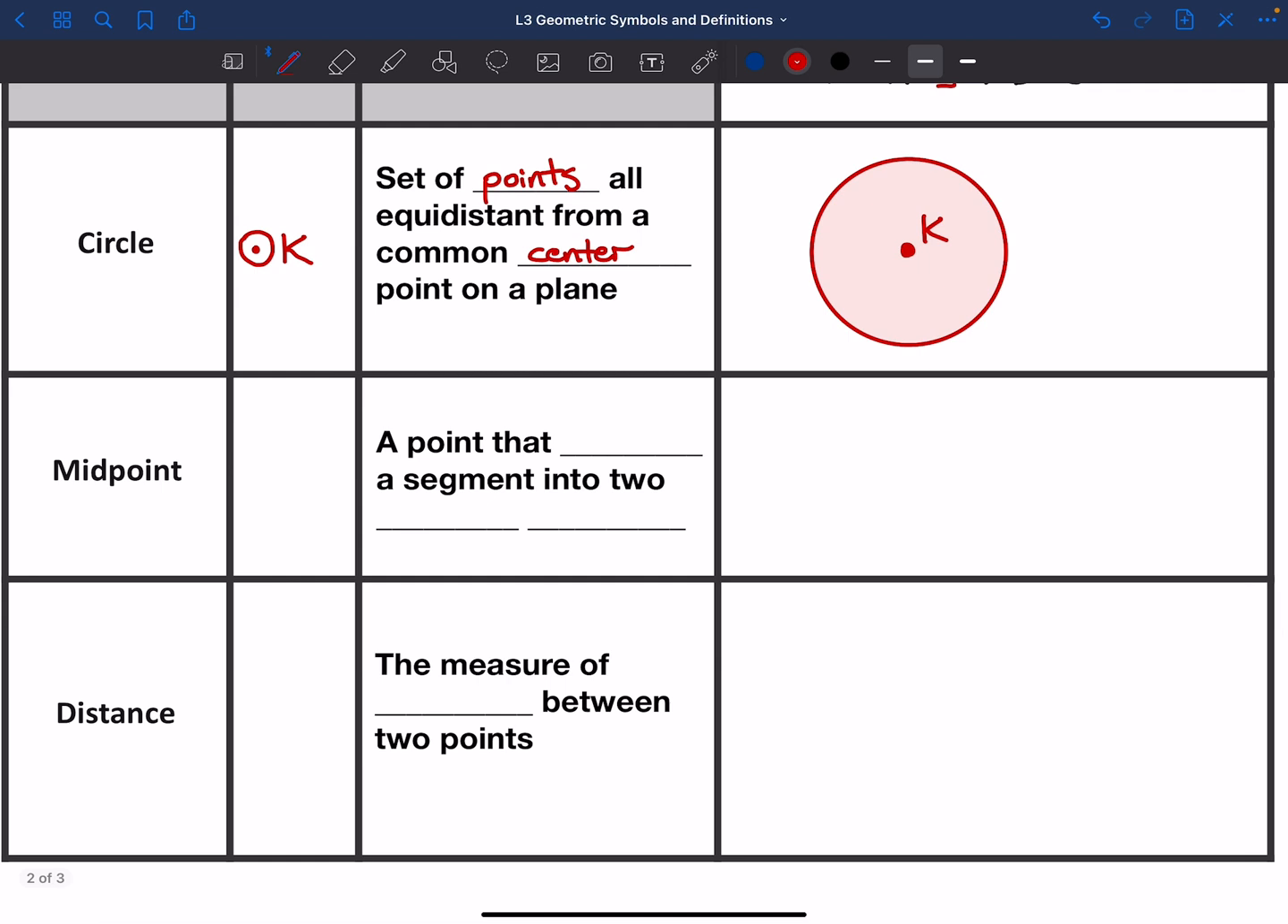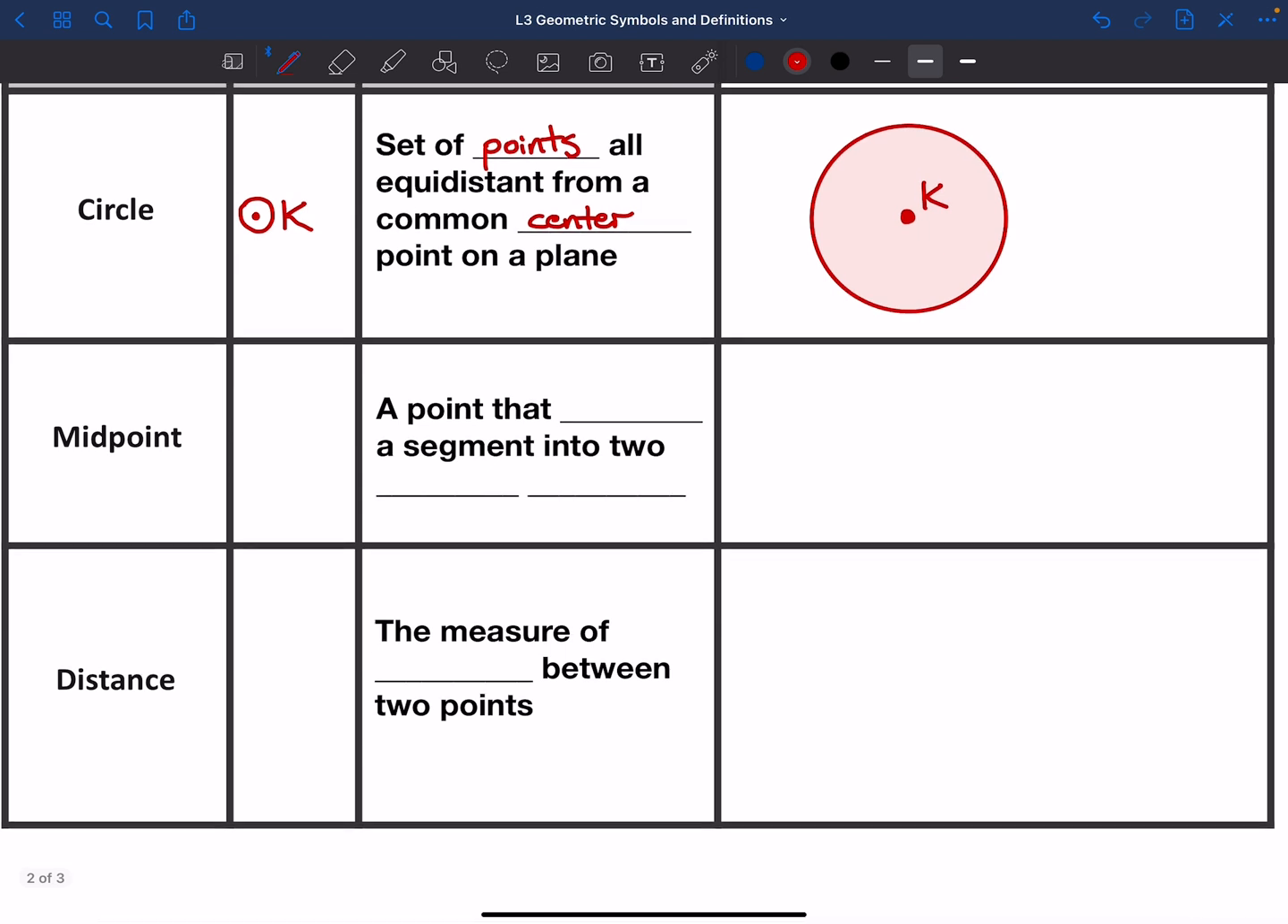All right. Two last little bits. We got midpoint and we got distance. So we're talking about midpoint. There is no notation for it. And actually, it's going to be the same thing for distance. We don't really have... Oh, actually, I'm incorrect. For midpoint, we don't have a symbol. For distance, we'll talk about it in a second. For midpoint, it's really just a point that bisects a segment into two equal pieces.